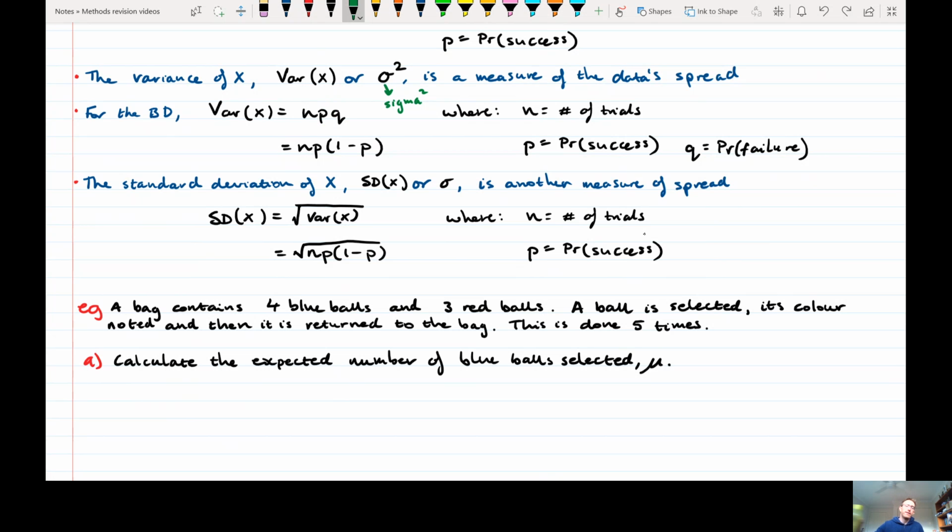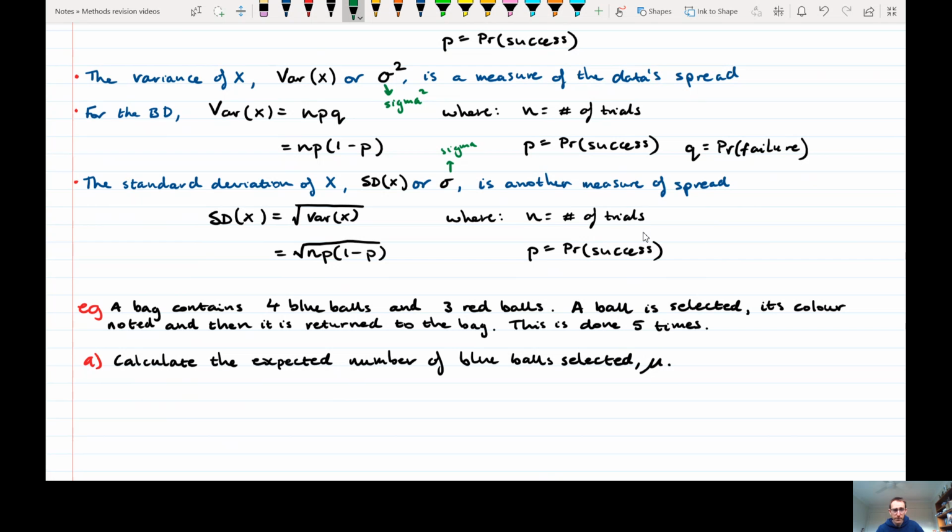The last property is the standard deviation of X. Now that's given by sigma by itself. Not sigma squared, just sigma. And that's another measure of the spread of the data. And that's going to be fairly important for us when we get to the normal distribution. But the sigma is quite helpful. It tells you how far it is spread from the mean specifically. And it's just calculated by finding the square root of the variance, or the square root of npq.